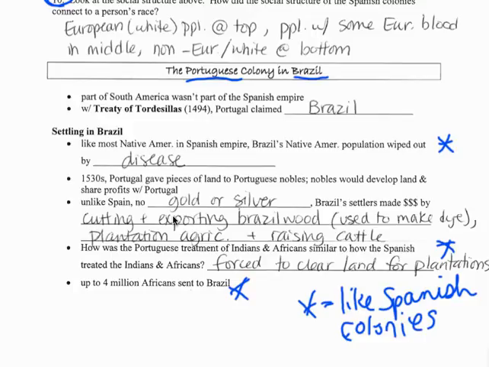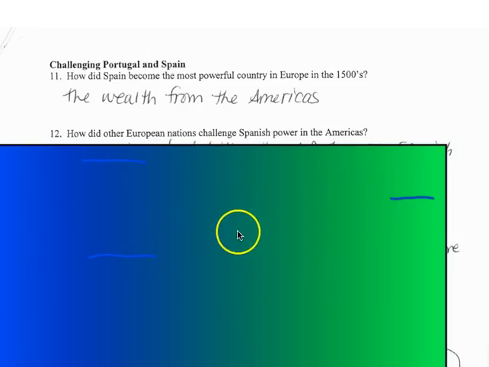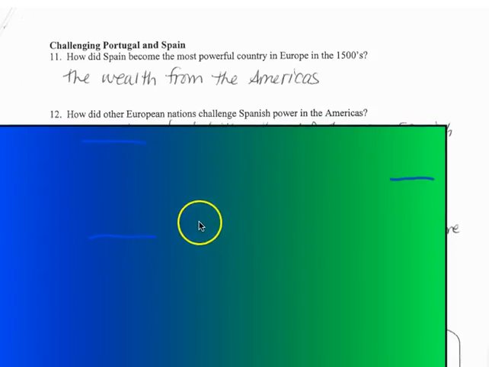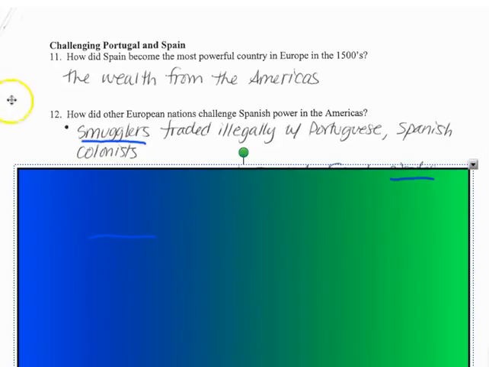Plantations, Native Americans killed by disease, similarities to the Spanish. Moving on to the last page. Spain became the most powerful country in Europe because of all this activity in the Americas, their colonies, their controlling of the trade. Section 1 talked about making Native Americans work in mines, stealing their gold, making them get more. All of this led to great profits for Spain. This made other countries in Europe want to get in on the action.